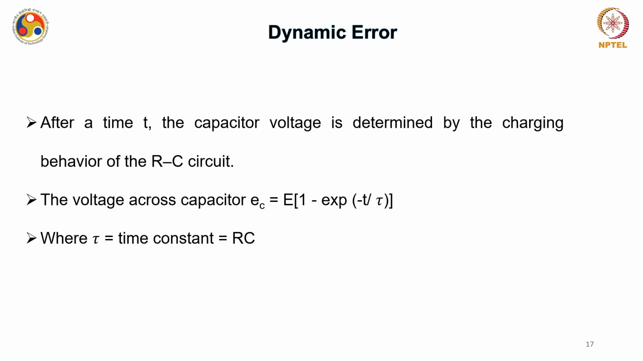Now the voltage across the capacitor can be given as E minus E into e to the power minus t by tau, or the voltage across the capacitor Ec can be given as E bracket 1 minus this exponential minus t by tau, where this tau is nothing but the time constant of the system, and this is given as RC. So tau is equal to RC.